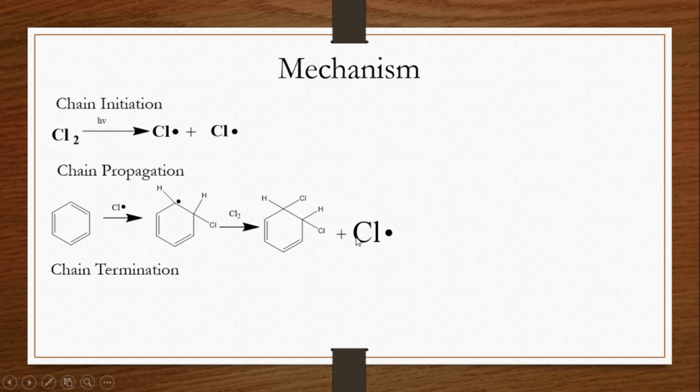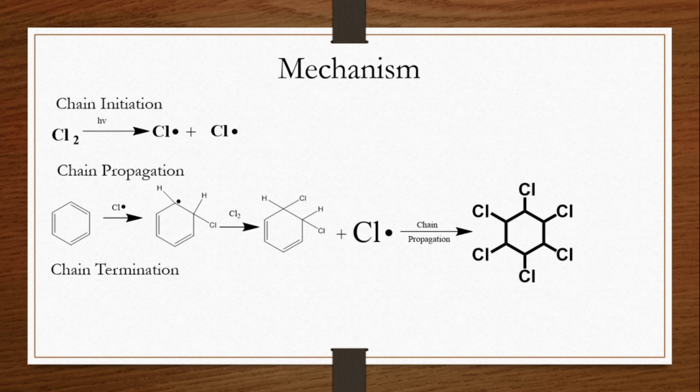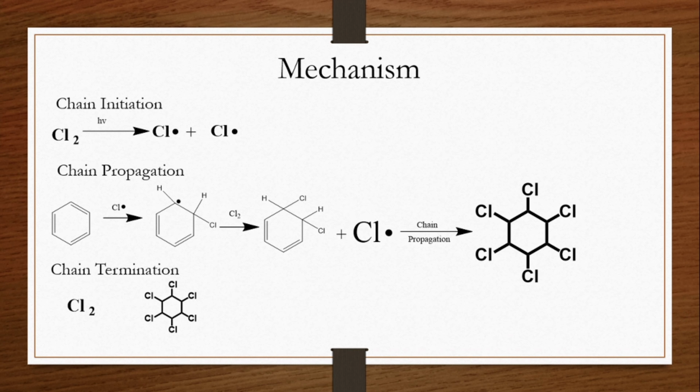be acted upon by this chlorine free radical and they will be removed, resulting in the formation of our final compound, that is hexachlorocyclohexane. After getting our product, the reaction needs to be stopped. For that purpose, the chain termination step is required. In the chain termination step, the remaining unused chlorine free radicals react with each other, resulting in the formation of a chlorine molecule, and our desired product, hexachlorocyclohexane, is also formed.